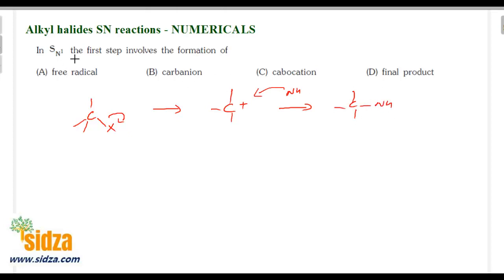So in the first step of the SN1 mechanism, a carbocation is formed, and this step is the slow step in the mechanism. The second step is the fastest step. That's why the rate determining step in this case is the first step. So in this question, option C is the correct answer.